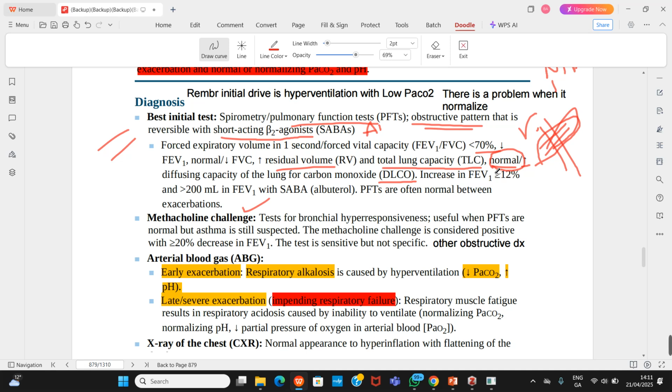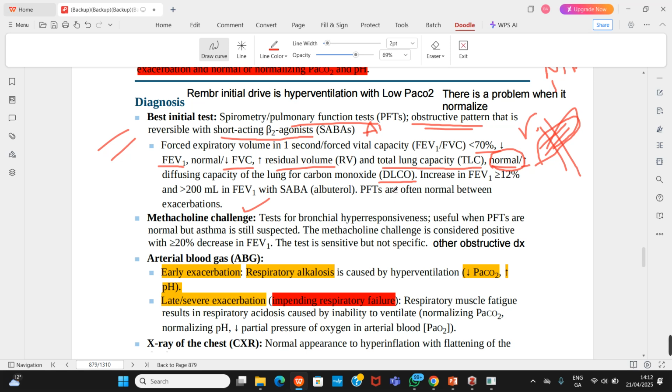So don't forget, we draw our pattern, the ratio is going to be less than 70. We measure FEV1, it is going to be low. FVC might be normal or low. This is asthma. The one that is constantly low is FEV1. So what about residual volume and total lung capacity? They will be high because of air trapping. DLCO will be high but can be normal.